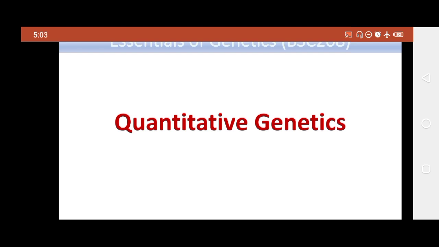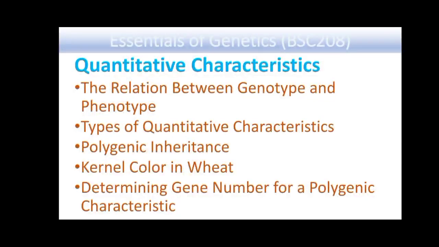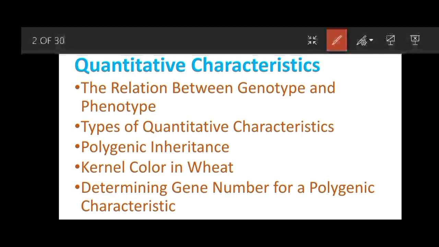Thus far, we were studying the qualitative characteristics, but from today's lecture, we will be focusing on quantitative genetics. In this lecture, we will focus on the relation between genotype and phenotype, types of quantitative characteristics, polygenic inheritance, and then an example of kernel color in wheat, and at the end, determining gene number for a polygenic trait.